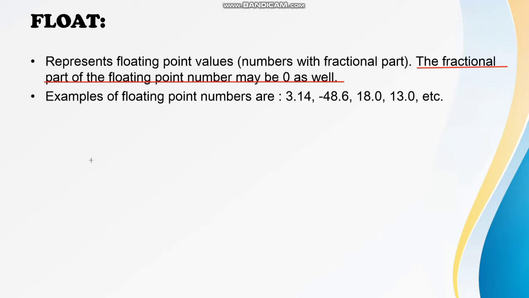Examples of floating point numbers are 3.14, -48.6, 18.0, 13.0, etc. So now you have understood that floats are numbers with floating point values. What is floating point? It means the decimal point, as you can see in all the numbers up here: 3.14, 48.6, 18.0. Let me explain with another real life example. If I write 13.0, it means 13 whole. Even if there is a 0 after the decimal point, it doesn't matter.